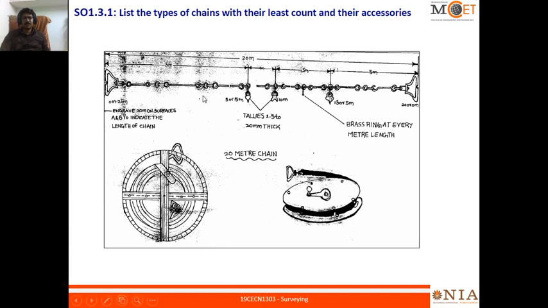So the distance between this center ring to this center ring is 20 centimeter, right? So one link is 20 centimeter, which means that is the least value you can measure with the help of the chain. So 20 centimeter, if you convert to meter, is how much? 0.2 meter. So if it is a 20 meter chain, similar to this one link, how many links do we require?